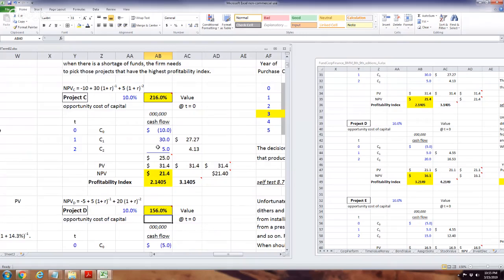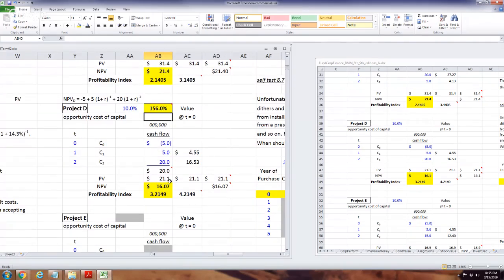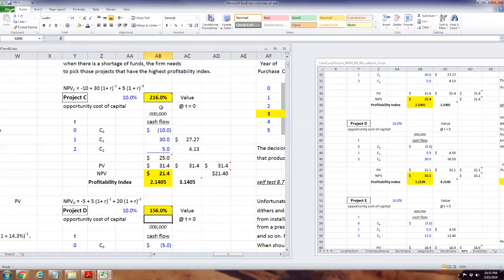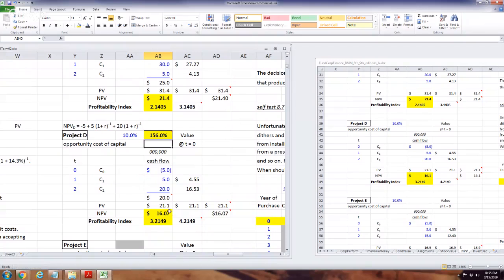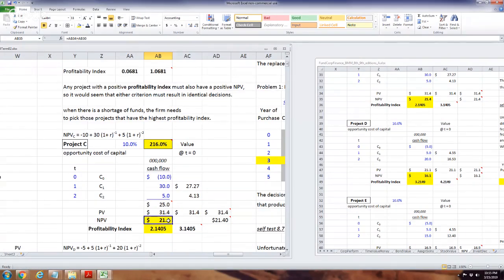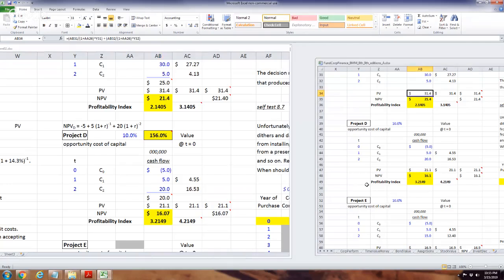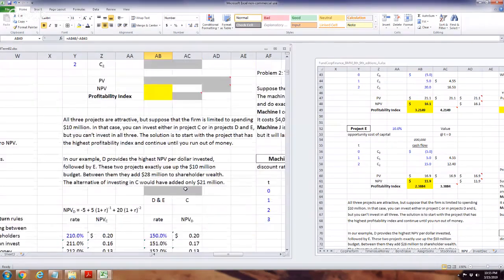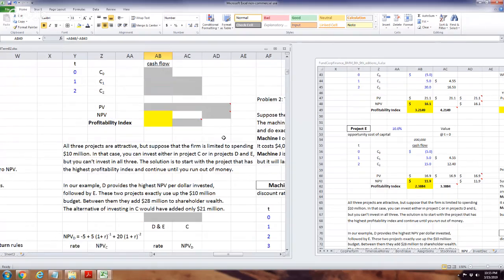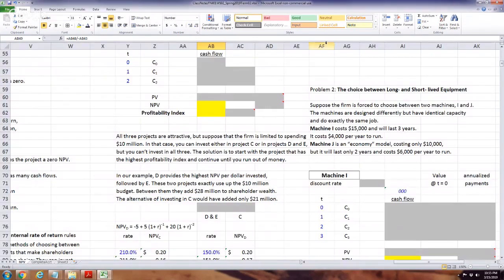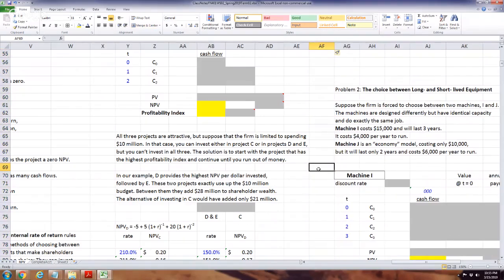Actually, what may happen is this may mess with your analysis, because if you look at this, you have a profitability index of 3.2, this is 2.1, but this has a higher IRR, our internal rate of return. So it clouds the waters a bit. You're looking at NPV: NPV is 16, NPV here is 21, but this has a higher profitability index. So you have to decide which one of these tests is really helping you. It says all three projects are attractive with the firm's limited spending, those kinds of issues. So, give ourselves a little bit of room here.